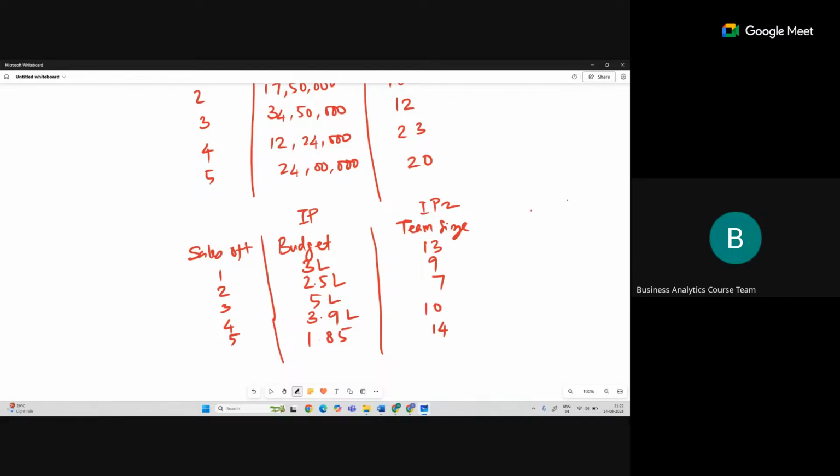So now tell me what is I24? 10. I24 is 10. So this is the second input for the fourth DMU. Second input for the fourth DMU. So now tell me what is I12? 2.5 lakhs.